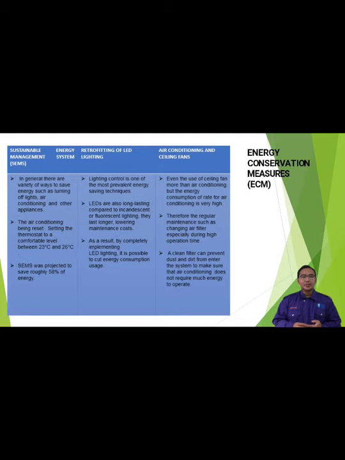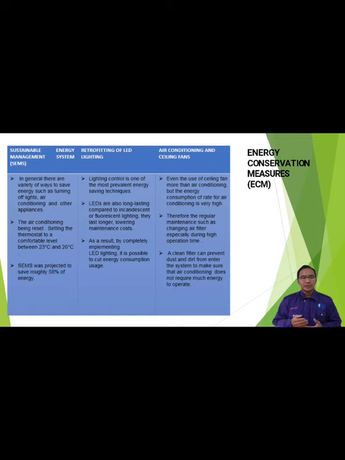Second ECM is retrofitting of LED lighting. Lighting control is one of the most prevalent energy saving techniques since it is one of the simple methods to produce significant energy saving for every minimal expenditure. As a result, this research proposed LED light to upgrade light at the KK4 building to conserve energy. LED are also long-lasting compared to fluorescent lighting, lowering maintenance costs. As a result, by completely implementing LED lighting, it is possible to cut energy consumption usage.